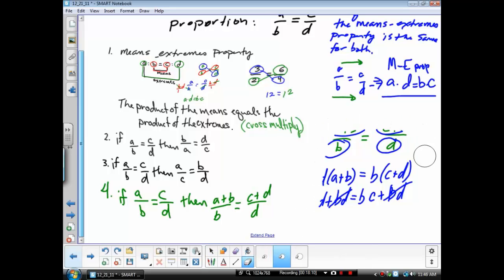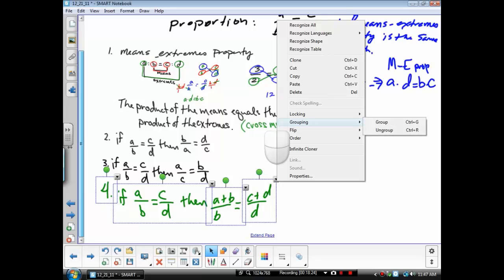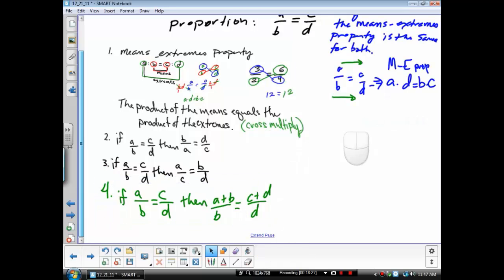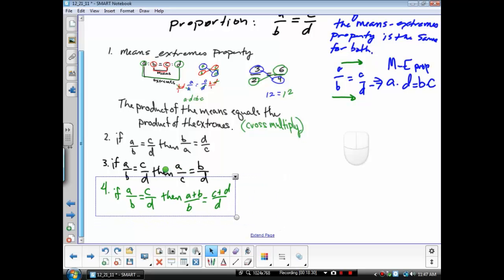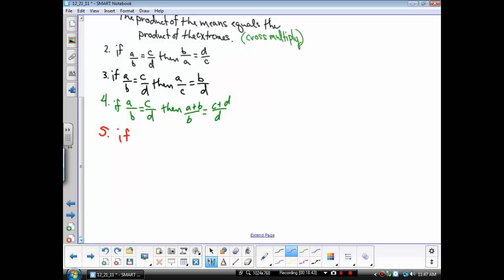So now, our last property here of proportions is another interesting one. Property number 5 is another interesting one. If you have several proportions, so A is to B, as C is to D, as E is to F, as G is to H, and we can continue this as long as we wanted to.